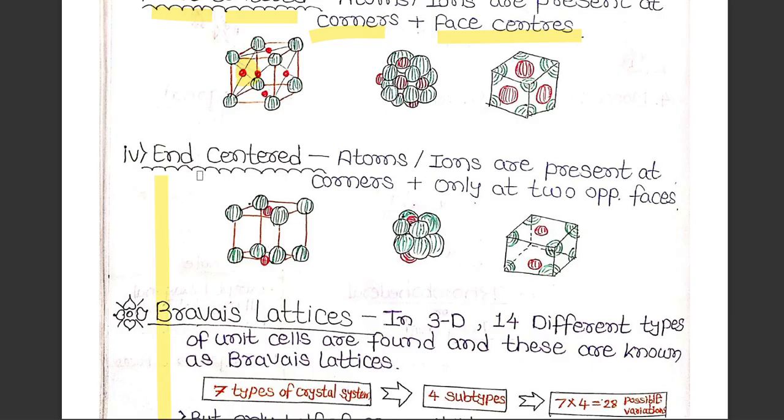Now in case of the end centered unit cell, the atoms are located in the opposite faces and the corners of the cube. Here are some other examples in 3D.